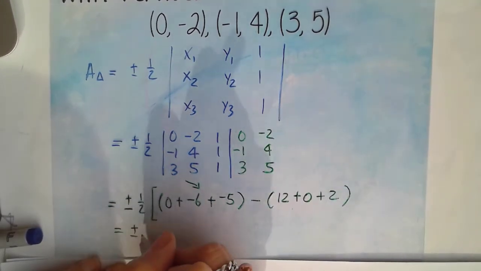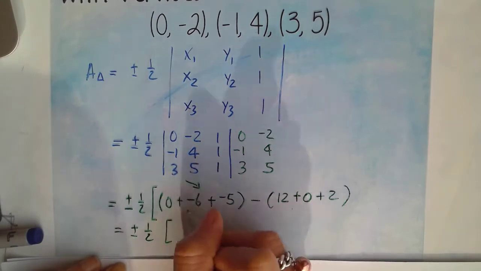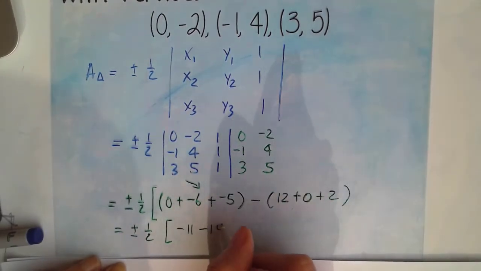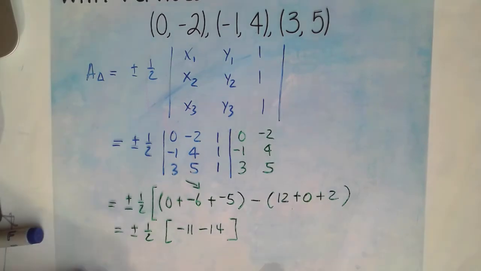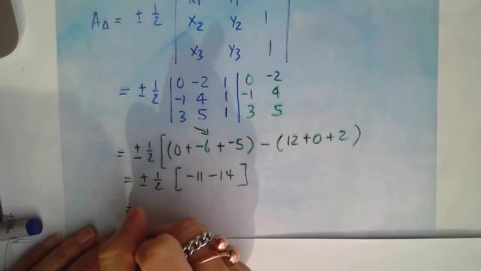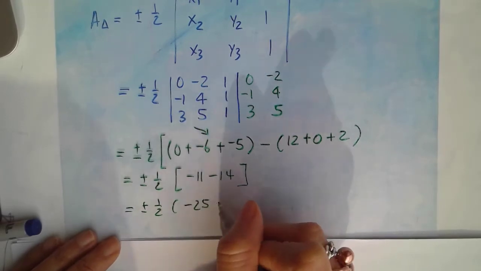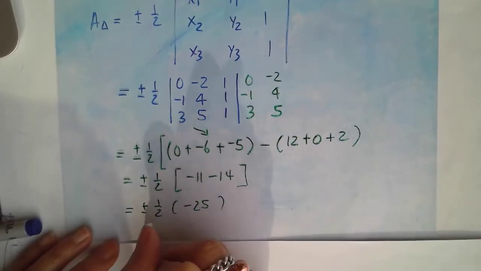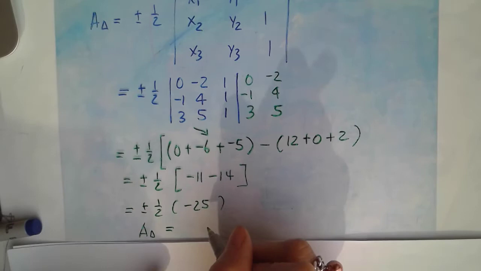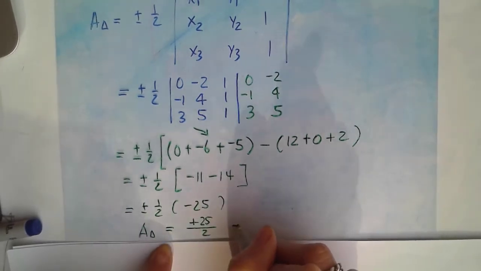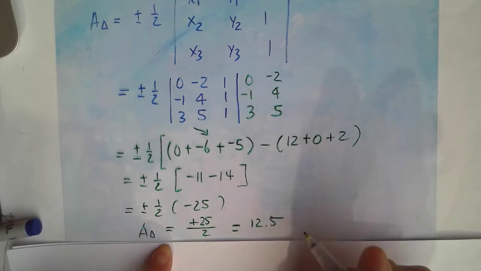So what do I get here? I get negative 11 minus, this is a 14, so minus 14. So I got plus or negative half of negative 25. So the area of this triangle is going to be negative 25 or positive 25 over 2, or you can say 12.5.